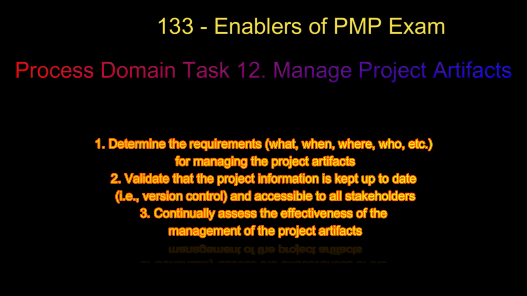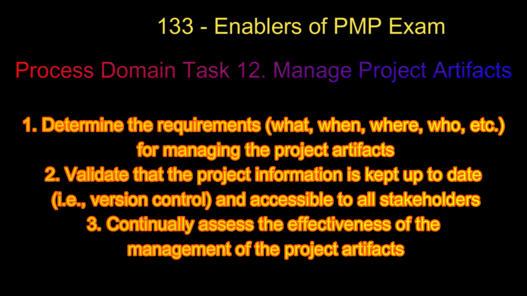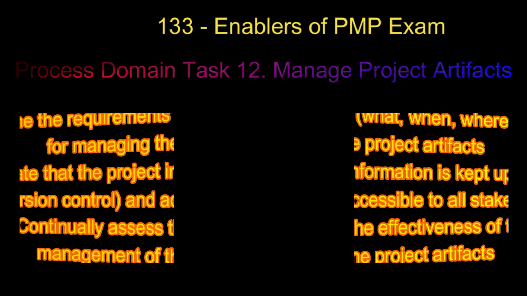Process domain task 12. Manage project artifacts. This task has three enablers. First, determine the requirements, what, when, where, who, etc., for managing the project artifacts. Second, validate the project information is kept up to date, for example, version control, and accessible to all stakeholders. Third, continually assess the effectiveness of the management of the project artifacts.